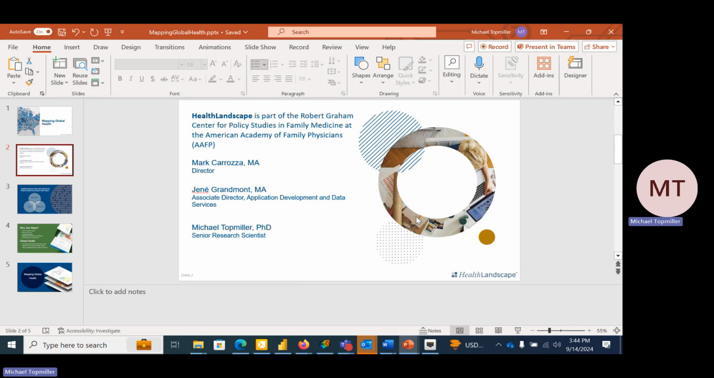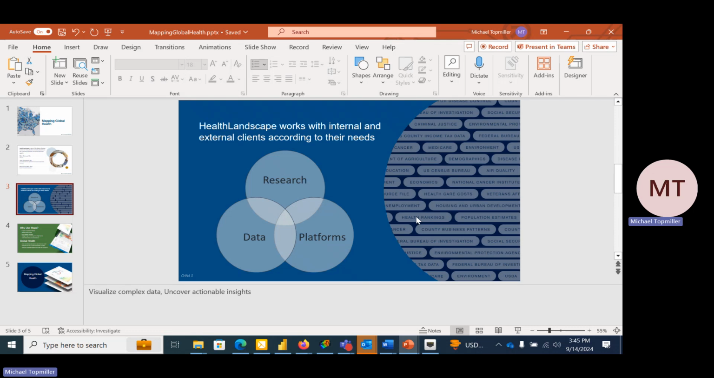So again, I'm part of HealthLandscape, which is part of the AAFP. We have a small team that does lots of different things, but one of the things that we are most well known for is creating web-based mapping tools. You can see the three areas that we work in. But again, we're going to focus today on looking at data visualizations, online mapping tools, and some of the ones that we have created at HealthLandscape.